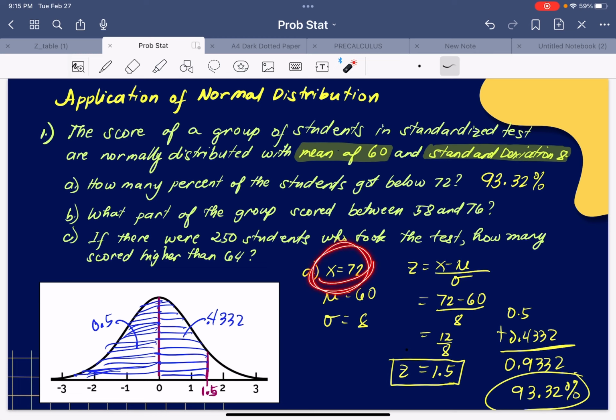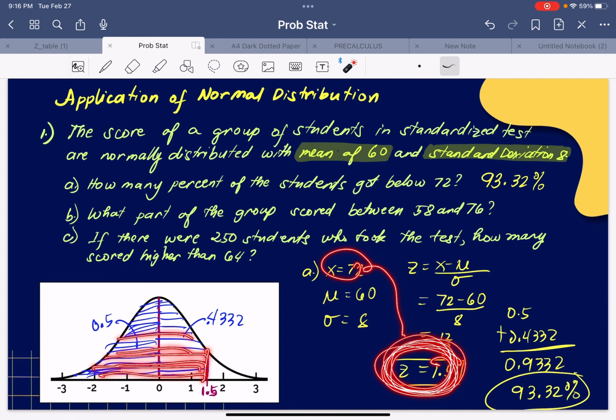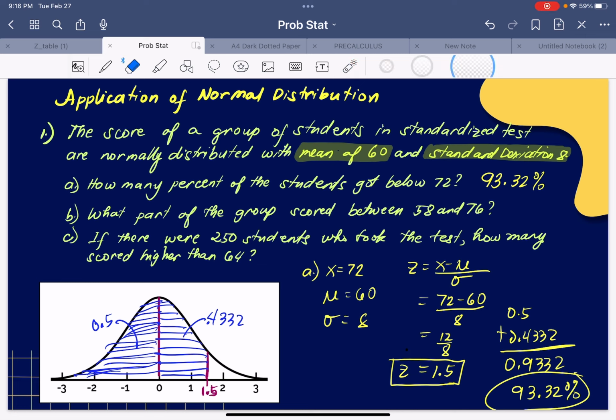Okay, so that's how you apply the concept of normal distribution. First, convert the x value into z value using the formula x minus mean divided by the standard deviation. Then, after computing the z value, determine what you are going to shade under the normal curve. So in letter A, below 72. So 72 is equivalent to 1.5 in the z or the normal score. So below 1.5 will be shaded. Okay? Next, letter B.